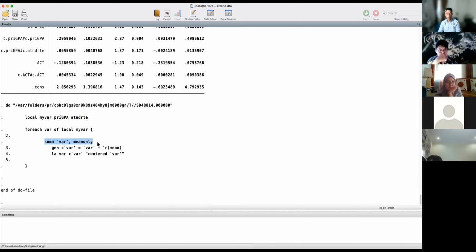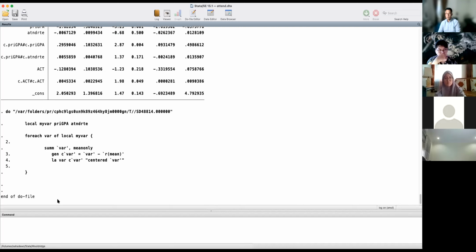First, you take the sum of the variable and then obtain the mean. And then what you're going to do is create a new variable with C in front. And then it's going to be defined as the value of the variable minus the mean. Okay, and then I'm going to label it as centered, the variable that we're interested in. Okay, so this is how you do it, and then again you can do it independently so that you have an idea on what a loop is and what it's used for.